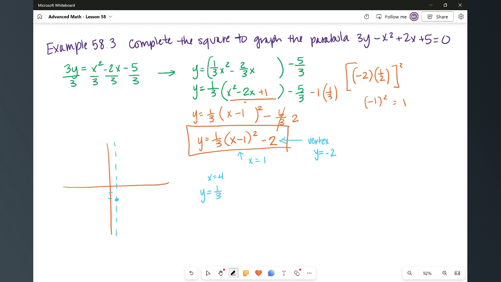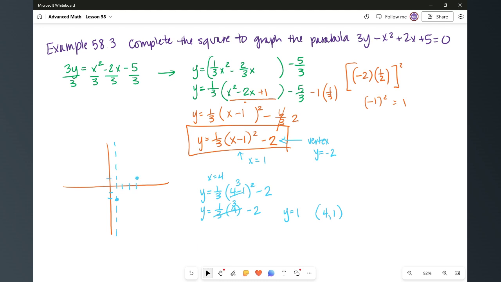So y equals 1/3. I'm going to do 4 minus 1, minus 2. 4 minus 1 is going to be 3. 3 squared is 9. So I'm going to have 1/3 times 9 minus 2. These will cancel and become a 3. So 3 minus 2 is 1, so y equals 1. So my point is going to be 4, 1. When x is 4, y is 1. So I got 1, 2, 3, 4, and it's 4, 1.